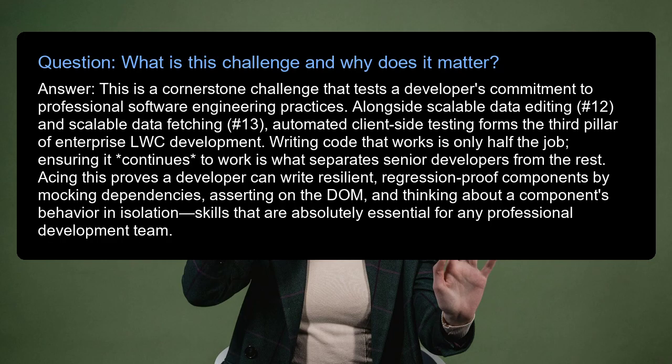Alongside scalable data editing, number 12, and scalable data fetching, number 13, automated client-side testing forms the third pillar of enterprise LWC development. Writing code that works is only half the job, ensuring it continues to work is what separates senior developers from the rest. Acing this proves a developer can write resilient, regression-proof components by mocking dependencies, asserting on the DOM, and thinking about a component's behavior in isolation, skills that are absolutely essential for any professional development team.